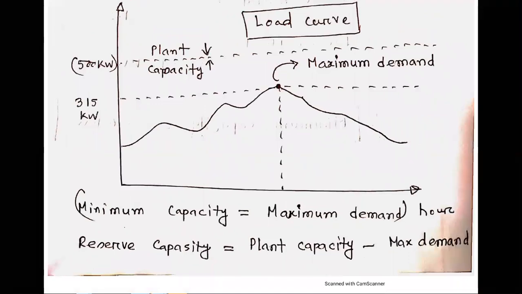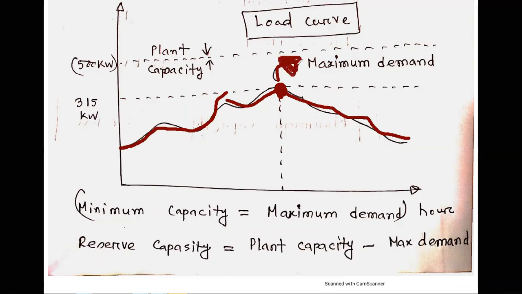Suppose this is the load curve of that diesel engine. We already know what the load curve is: the daily load demand of a power plant. Suppose you see that this is the maximum point. And I told you that the maximum point of the load curve is basically the maximum demand.